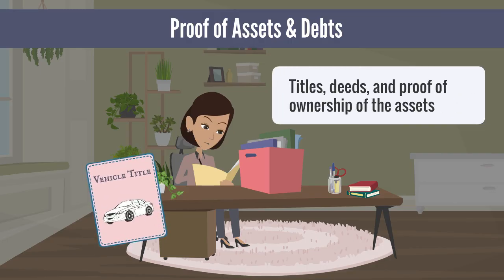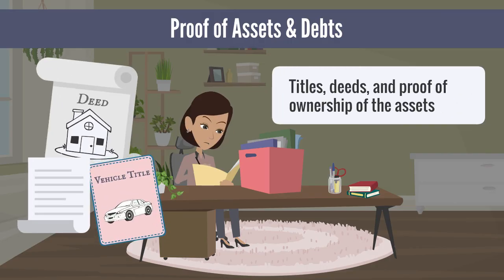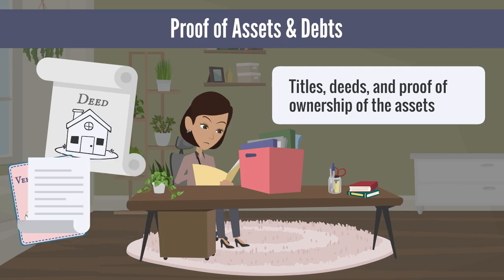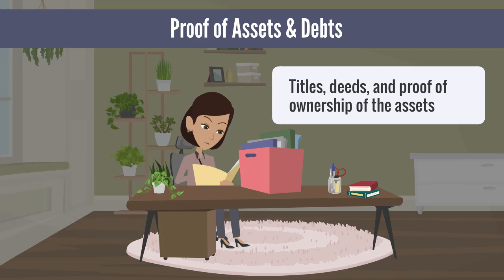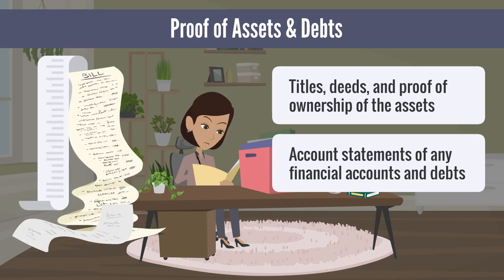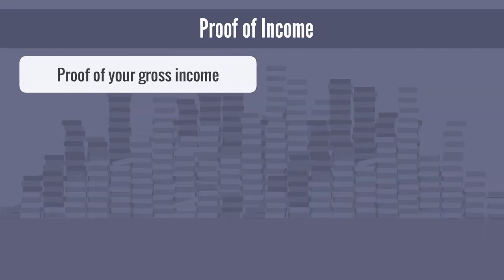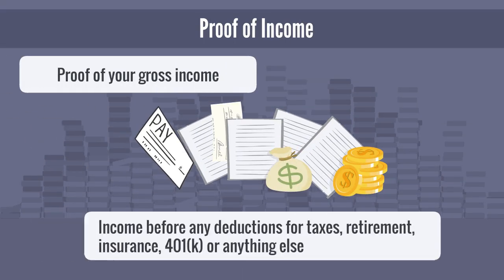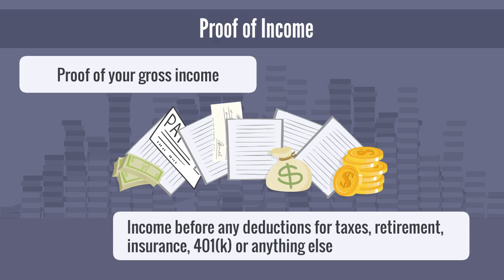You will need to attach copies of titles, deeds, and proof of ownership of the assets. You will also need to attach account statements of any financial accounts and debts. You will need proof of your gross income. Gross income is your income before any deductions for taxes, retirement, insurance, 401k, or anything else.